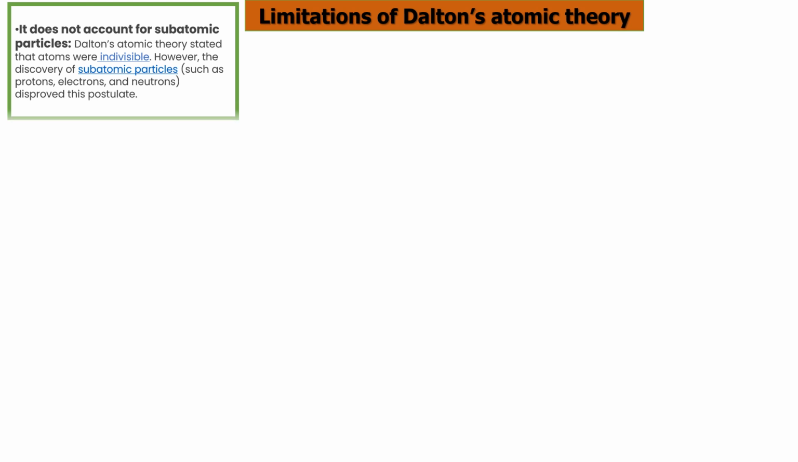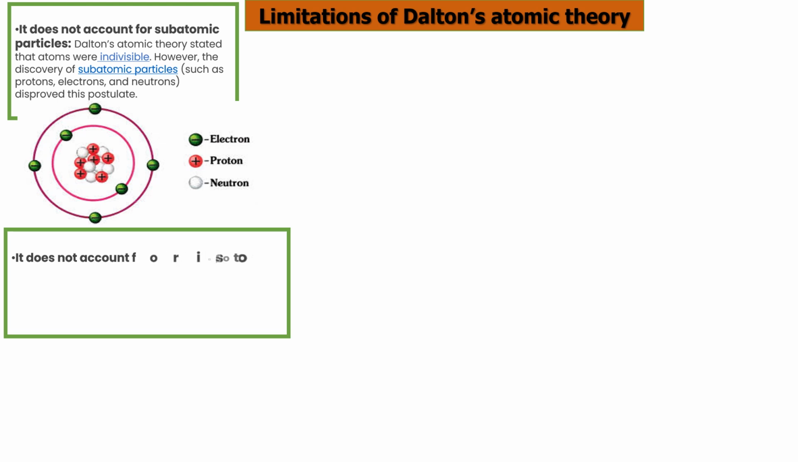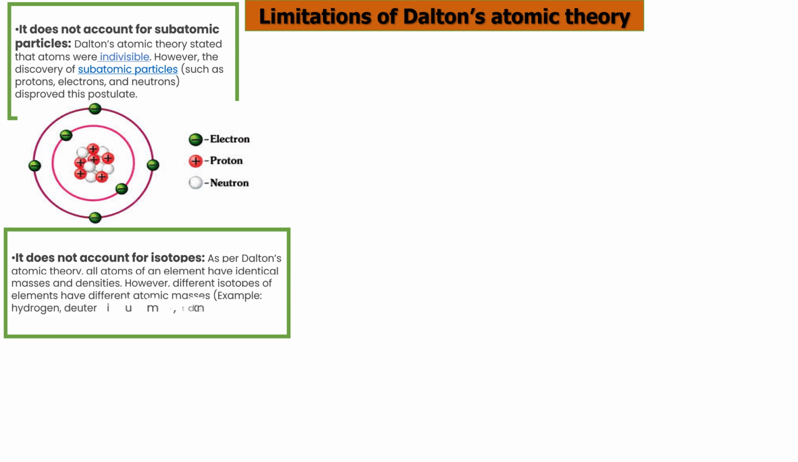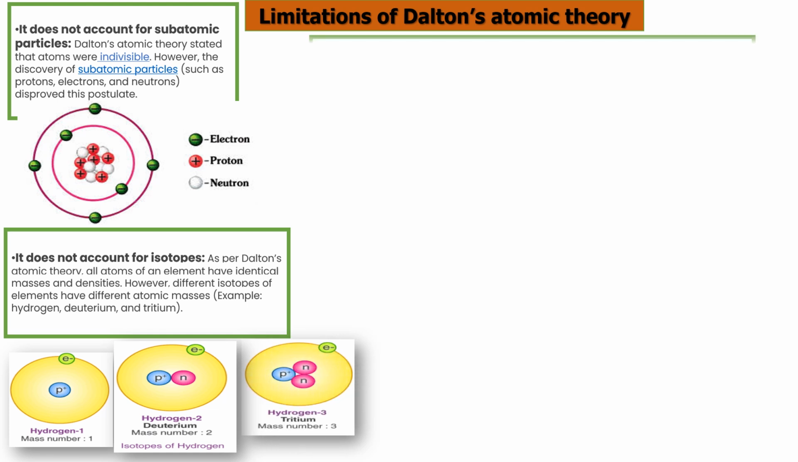The second one is that it does not account for isotopes. Isotopes means atoms of the same element having the same atomic number but different mass numbers. Here hydrogen has 3 isotopes: protium, deuterium and tritium. These 3 isotopes show different mass numbers and the same atomic number. So this theory does not account for isotopes.